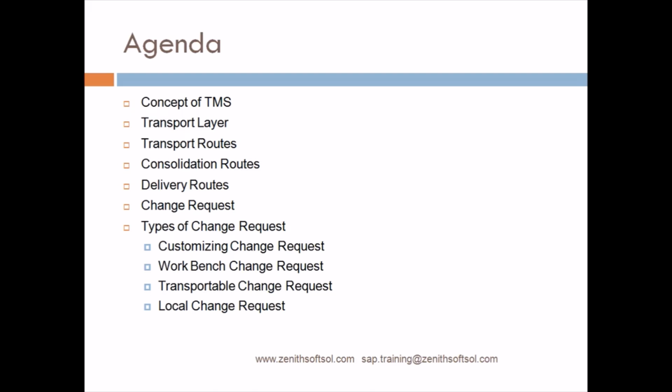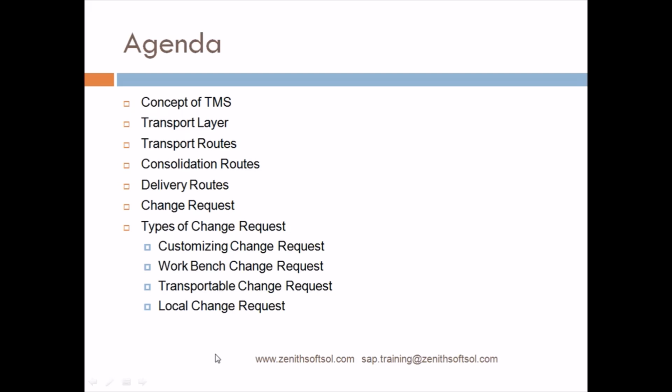Now, a workbench request is used for client independent cross-client customization objects and all repository objects created or maintained through the ABAP workbench. What is the transaction code we use for workbench? SE09. And similarly, a transportable change request is nothing but a change request which is transported to another R/3 system after release. And there is no transaction code for that.